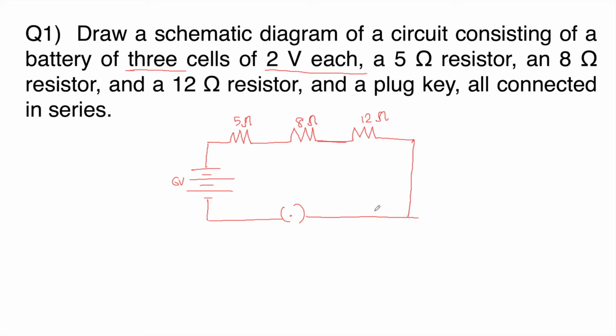This is the circuit diagram, and the current direction we can mention as positive to negative. Current always flows from positive to negative.